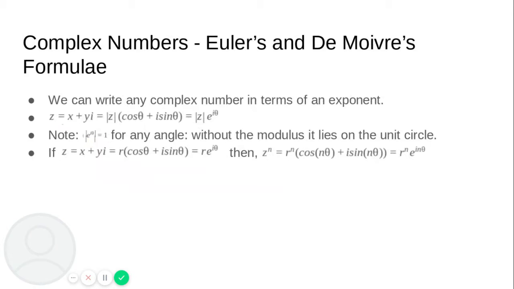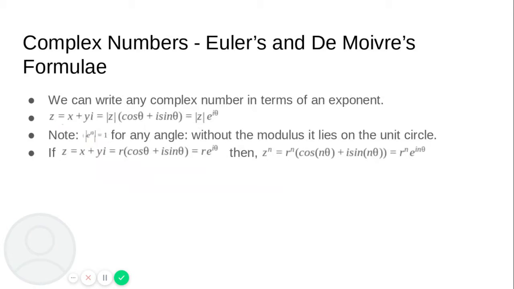An important note is that the modulus of e to the i theta is equal to 1 for any angle. So without the modulus, it lies on the unit circle, and the modulus extends that position vector. Another important thing, if z equals x, this is Euler's formula.